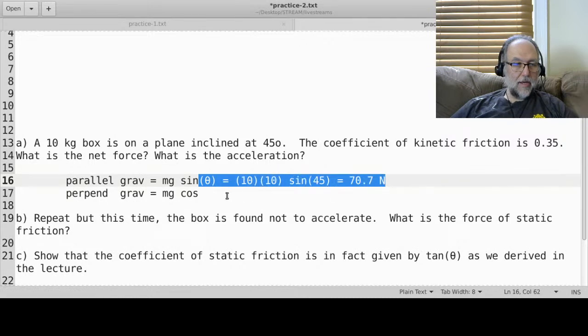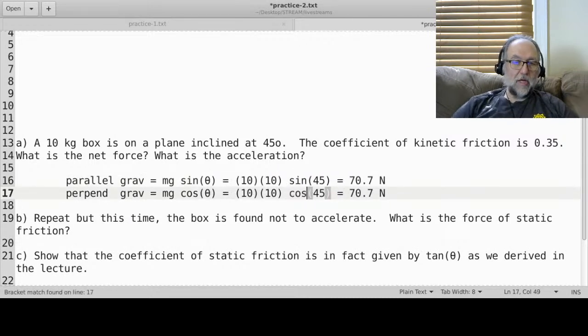Okay, like that. And if you work that out, it turns out that the cosine is also equal to 70.7. Sine 45 degrees and cosine 45 degrees are equal. At 45 degrees, sine and cosine are equal. So there are some special sines and cosines: sine of 30 degrees is a half, cosine of 60 degrees is a half, and sine and cosine of 45 degrees are equal to 0.707, or if you multiply it by 100 here, you get 70.7.